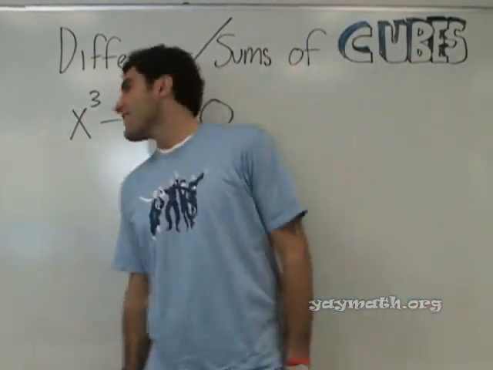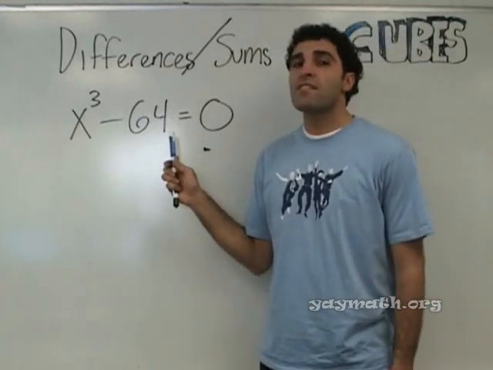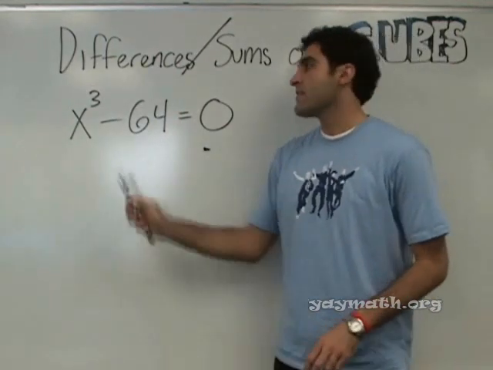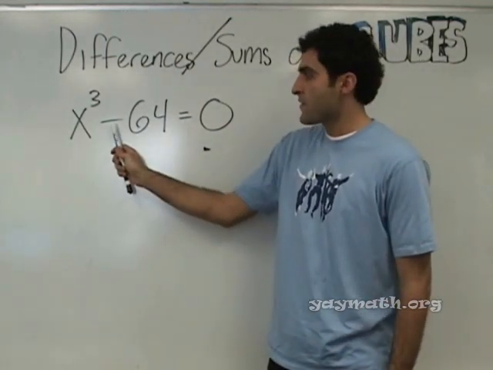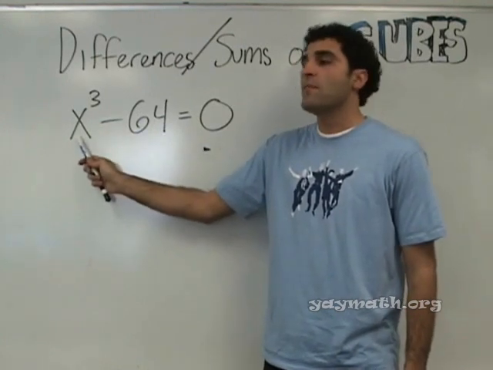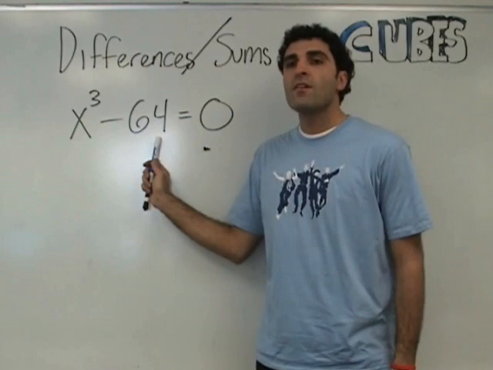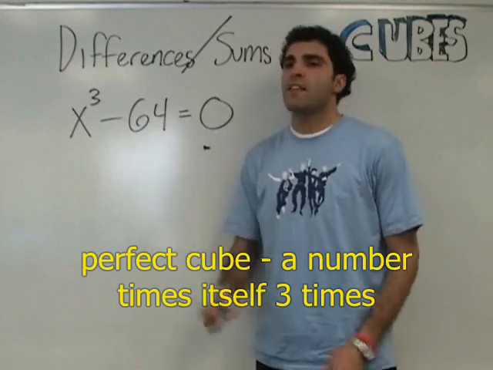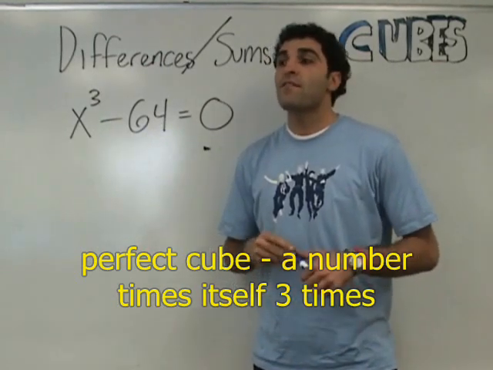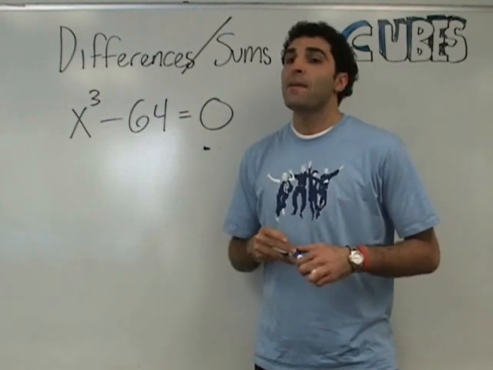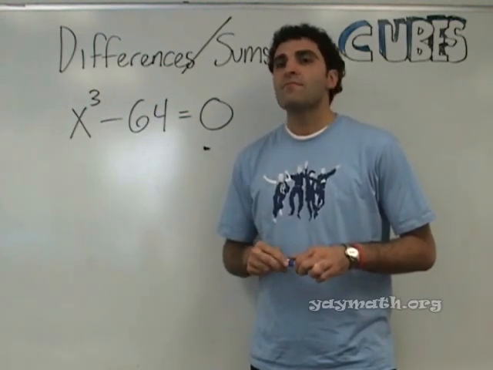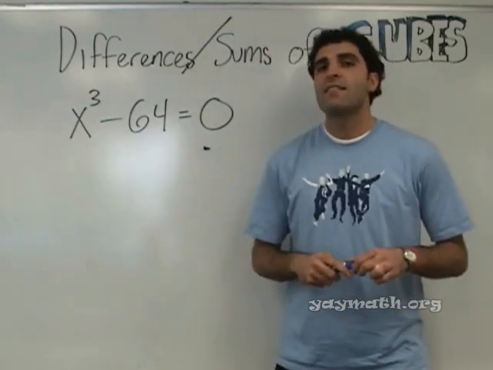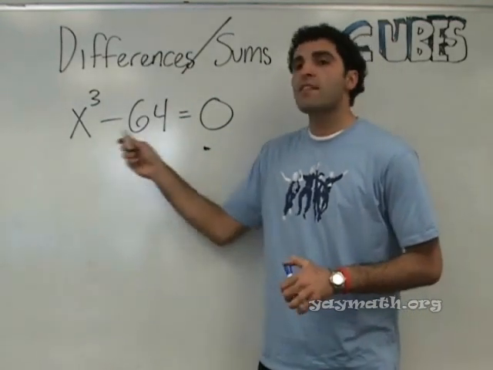So we have done differences of squares, and now we're going to do what's called differences of cubes. Notice that there's two terms here. There's a minus, and this is a perfect cube. What is a perfect cube? Something times itself 3 times makes 64. What number times itself 3 times makes 64? Maybe like 4? Yes, 4 times 4 is 16, and 16 times 4 is 64.